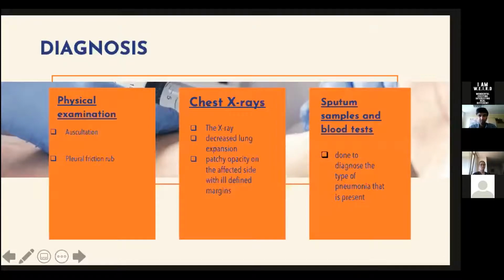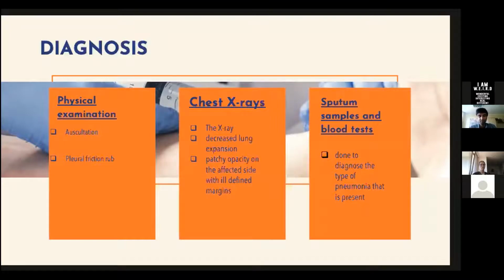There are several ways to diagnose pneumonia. The physical examination or auscultation would show bronchial breath sounds or fine crackles over the affected area. The pleural friction rub would be an adventitious breath sound that would also be heard during the auscultation. This sound is mainly caused by the movement of the inflamed and roughened pleural surfaces. The chest X-rays, though, often lag behind the clinical presentation. The chest X-ray would show decreased lung expansion and patchy opacity on the affected side with ill-defined margins.